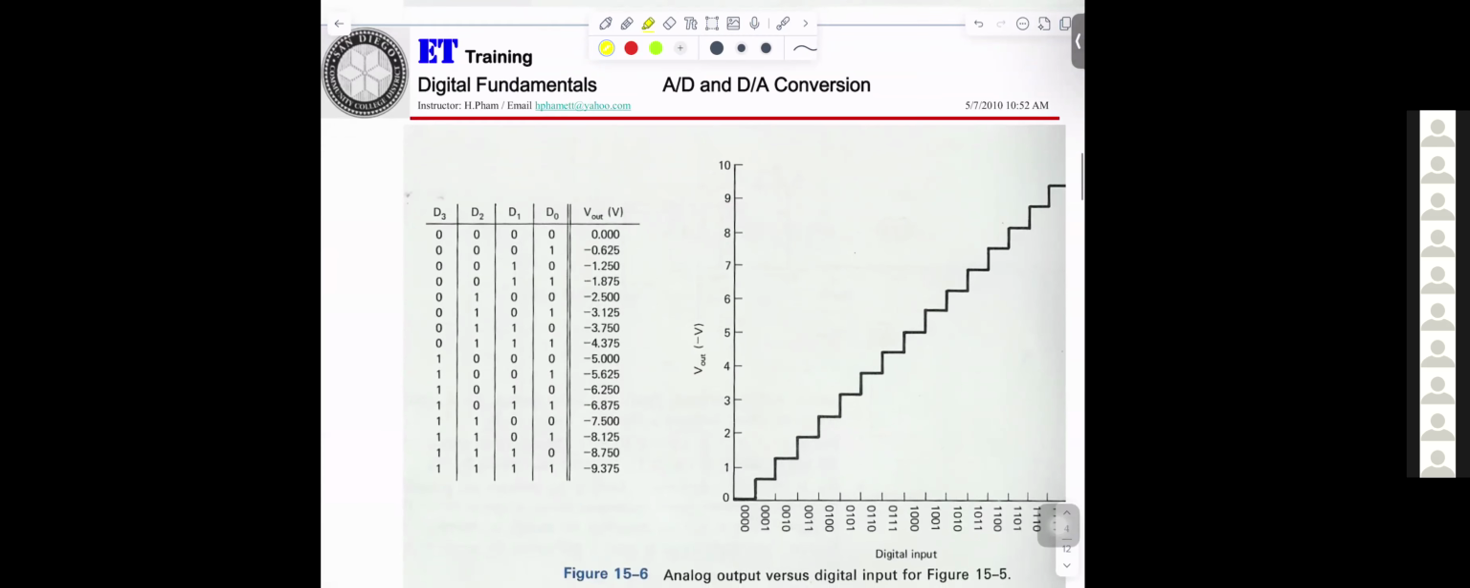And now you can get another one, a DA converter. You can see you can get 1, 2, 3, 4. Same for input. However, for the output, if the input is 0, the output is 0, and the next one will be minus 0.626, and keep going. That's a different analog voltage.